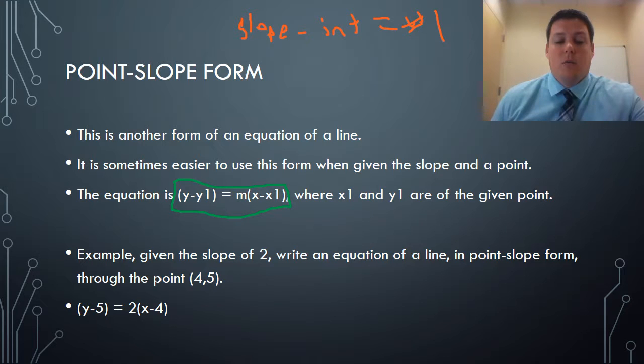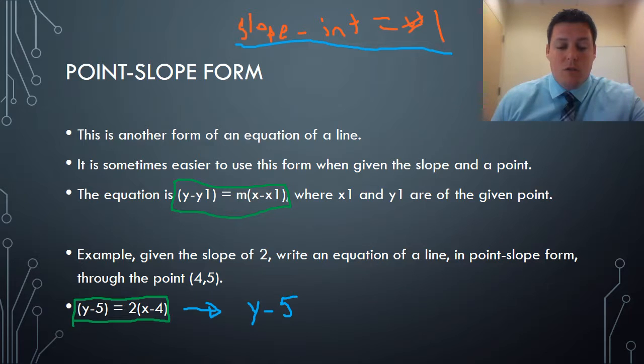Given the slope of 2, write an equation of a line in point slope form through the point 4, 5. So you're given a point, you're given a slope, and you're going to write the equation like such. And just to show you, you can convert this equation so that it looks like slope-intercept form if you're more comfortable with that. And by that, all you're doing is isolating the variable, so you're solving for y like you would in a regular equation.